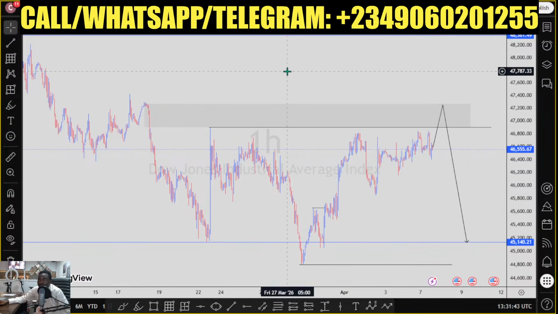So patiently, as a hunter waiting for his or her prey, we are quietly waiting at that level. So that is what we have on the US 30. We are patiently waiting to see actions to be triggered.